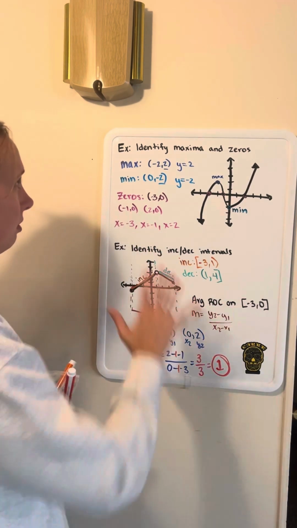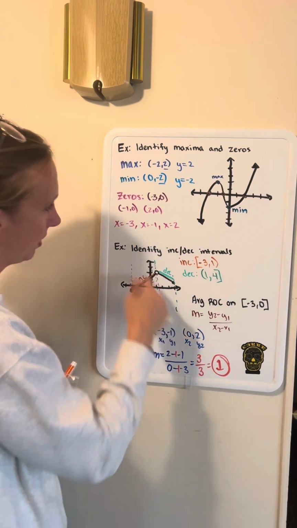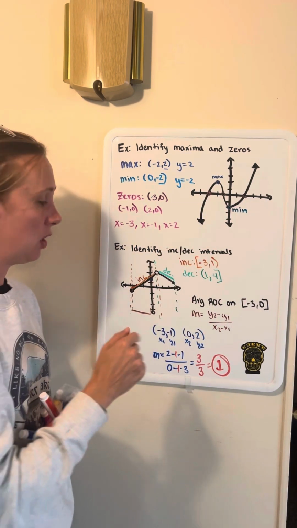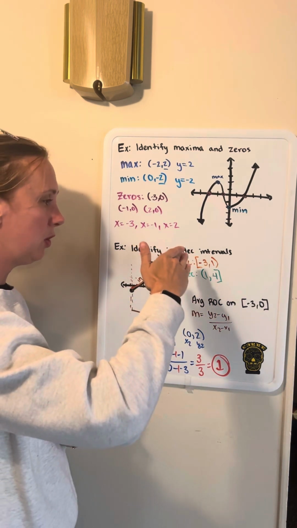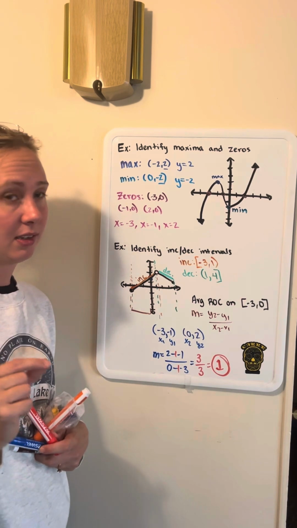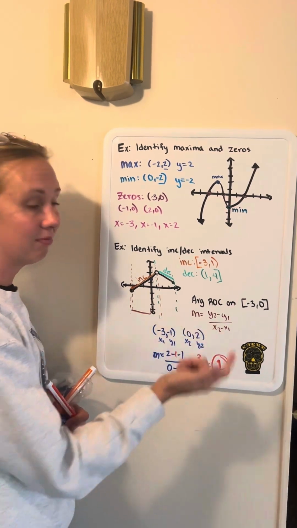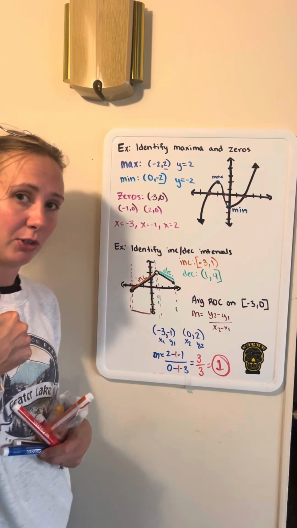So again, identifying maxima and zeros, which is pretty easy peasy lemon squeezy. And then identifying increasing and decreasing intervals. Increasing, you're looking from left to right, where is it going up? Decreasing, you're looking from left to right, where is it going down? Remember, in terms of x. And the average rate of change, that's just another name for slope, something you're pretty good at. So hopefully that was easy for you.